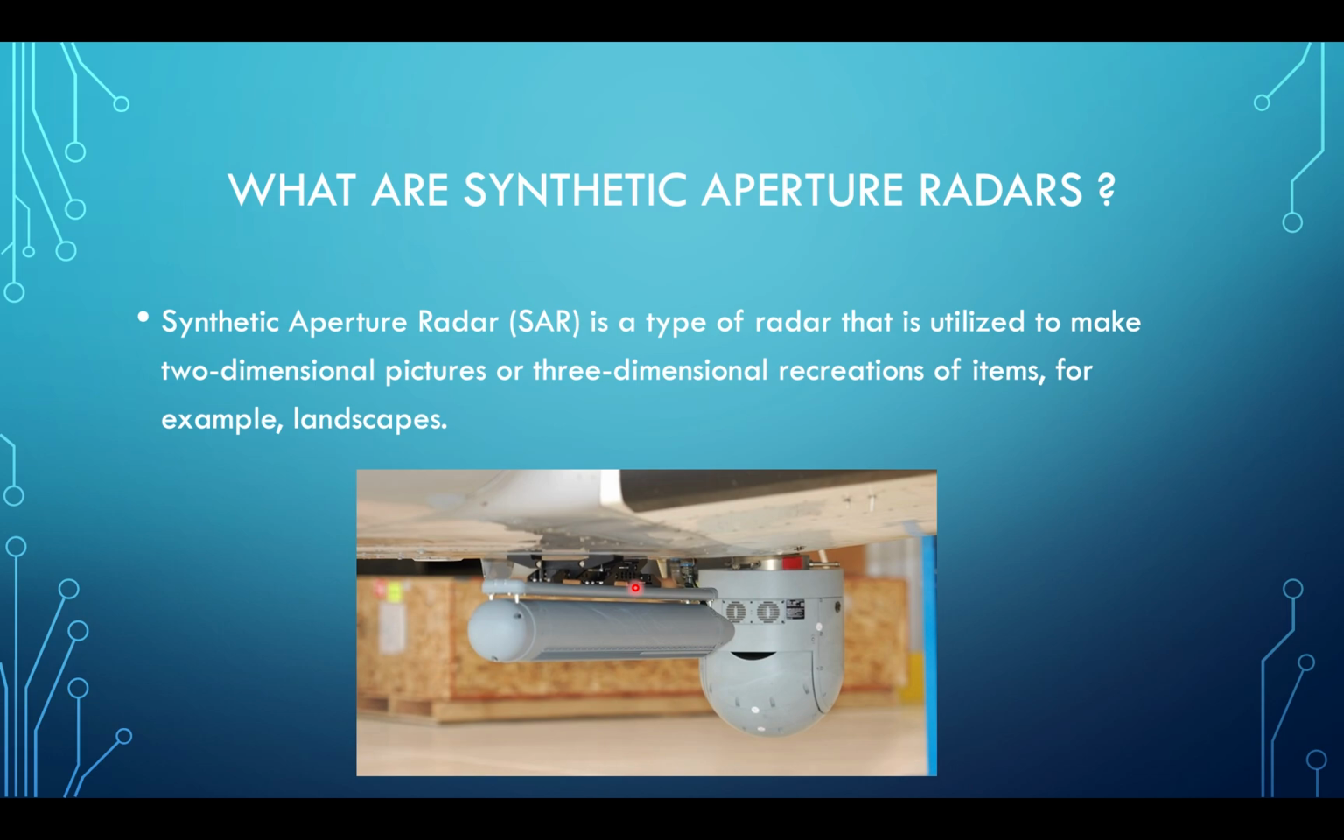So essentially, what are synthetic aperture radars? A synthetic aperture radar is a type of radar that is utilized to make two-dimensional or 3D pictures of items, landscapes, and so on. We'll get into more of that later on, but this is a picture of a synthetic aperture radar attached to the bottom of an airplane, probably some defense aircraft, it looks like. Generally they are attached to the bottom of aircraft like this. And this is an example of a synthetic aperture radar.